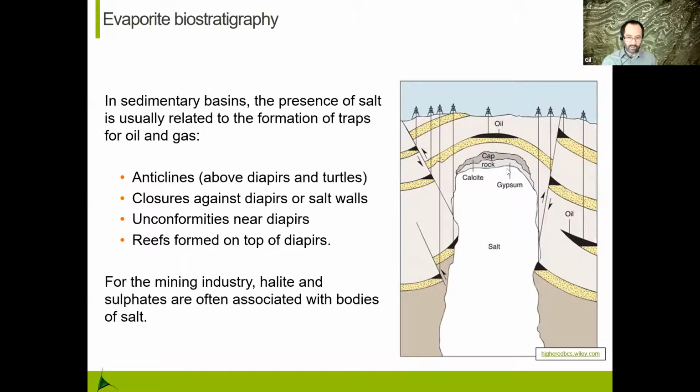So above the salt, you can form anticlines, you can have pinch outs against the salts, faults associated with the salts, and the salt body can also form traps. So there are many types of hydrocarbon traps which can be formed associated with the salt body. For the mining industry, it's also important, not just the salt itself, but frequently the cap rock also contains valuable minerals that are explored when they're close enough to the surface and can be mined.